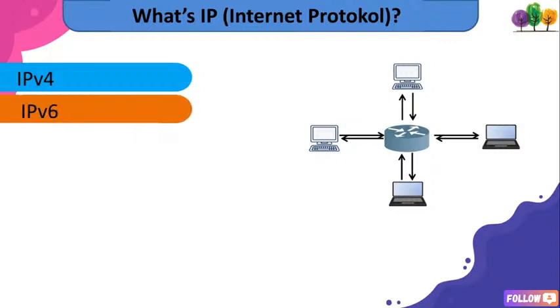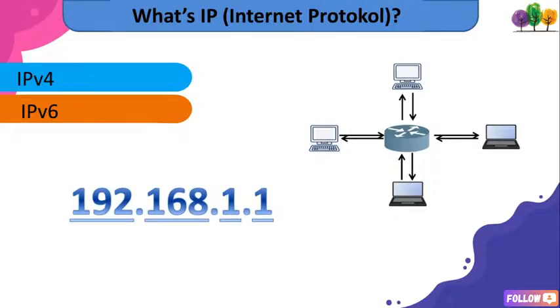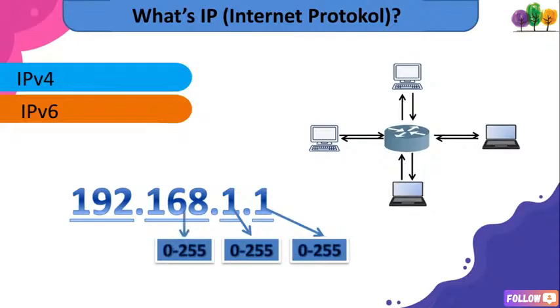Now, widely used across the world is IPv4. It's 32 bits, and it consists of four 8-bit numbers, each separated by dots. So here's an example, 192.168.1.1. Now, each number group can have a value between 0 and 255.